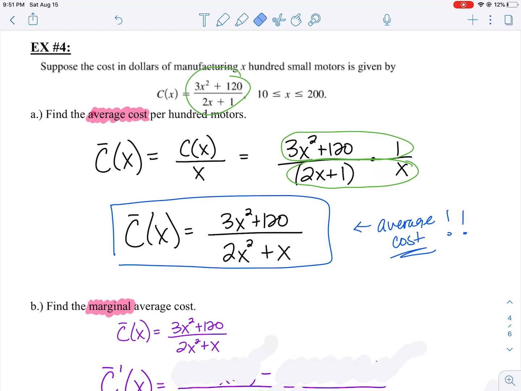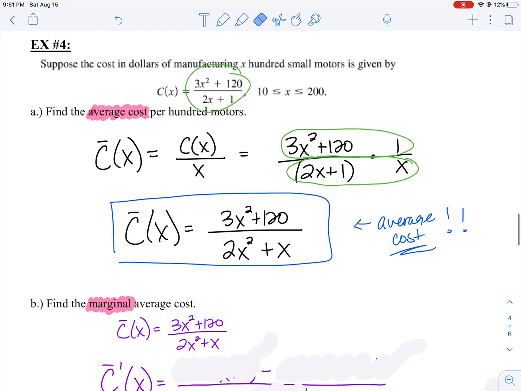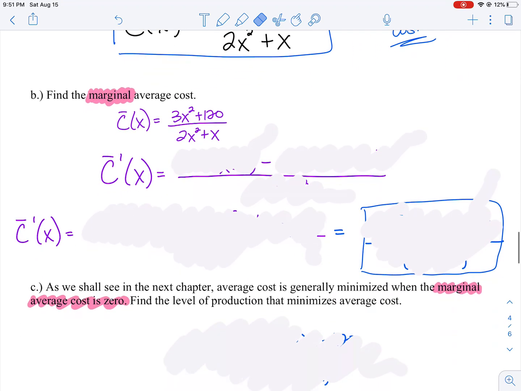This formula, this equation, represents my average cost, adding up the cost and dividing by however many motors I have. This is not my marginal average cost. It's not a derivative. This is just my average cost, so be careful. A lot of students, since they've already done so much work, feel like they're already done with the problem and can plug in now, but really this is just the average cost.